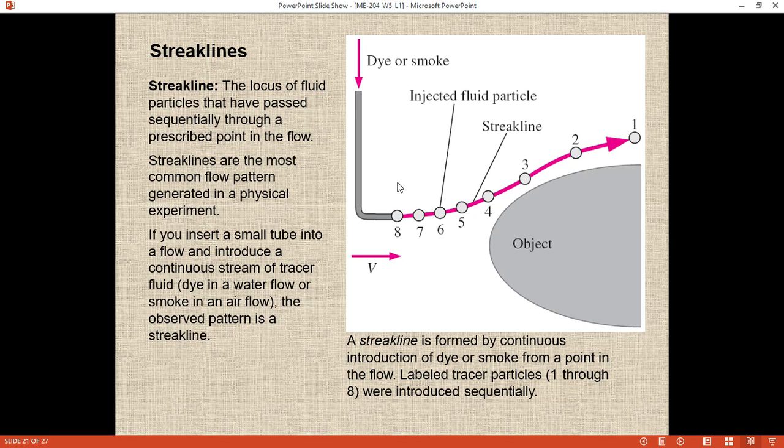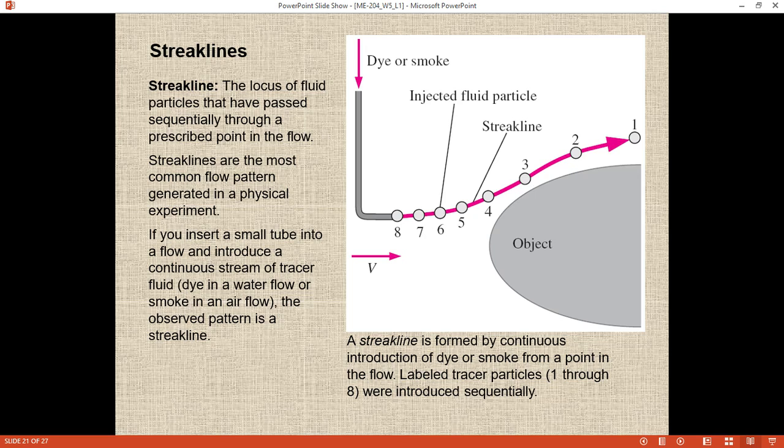Here you can see at every small time t, this is the first particle that came out at time t, and then after time t another particle came out, then another particle came out after time t, then another. So the interval is the same, but the positions of the particles that left this point at different times are different. When we join all those points, these lines are called streak lines.